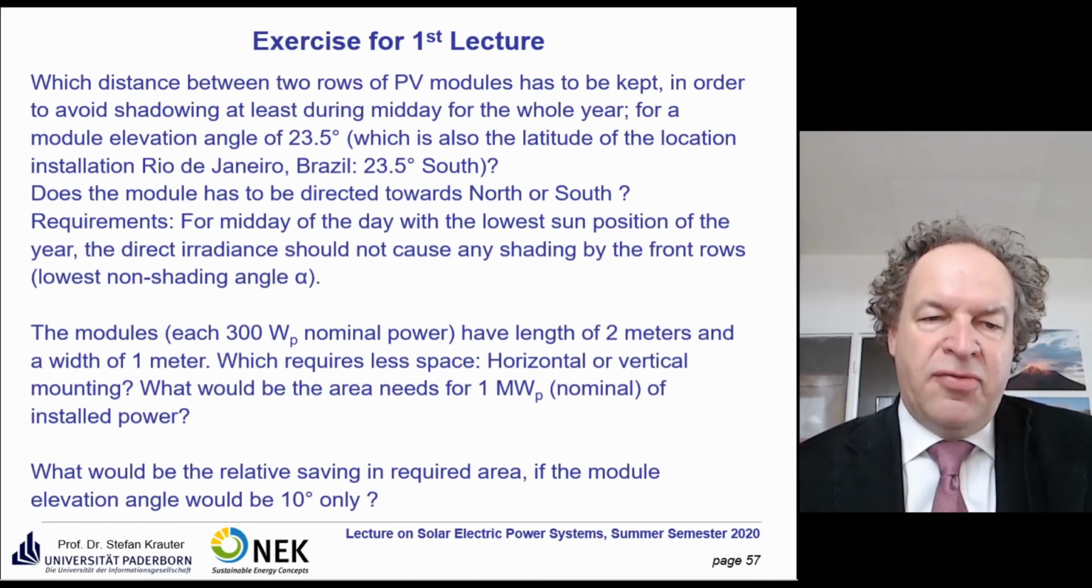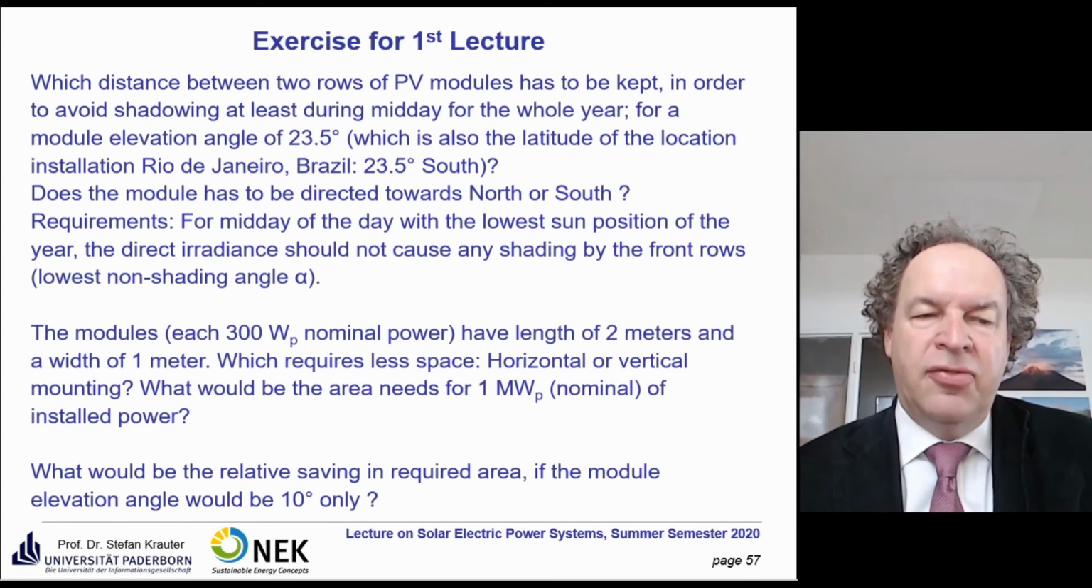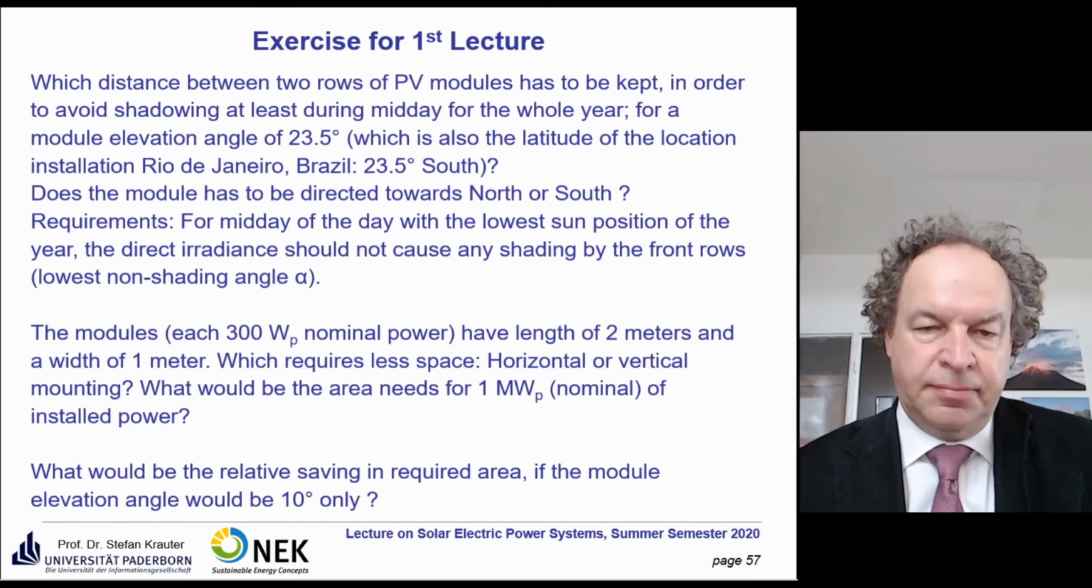So the requirements for midday of the day with the lowest sun position of the year. As I just explained, it's the 21st of June. The direct irradiance should not cause any shading on the first rows of the module. So this means this alpha, as you saw on this graph before, should be exactly as high as the sun at midday, on the lowest position of the sun.